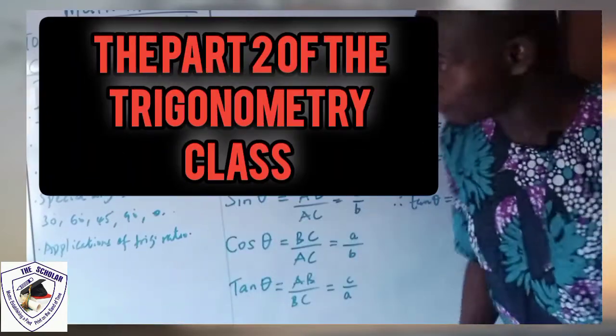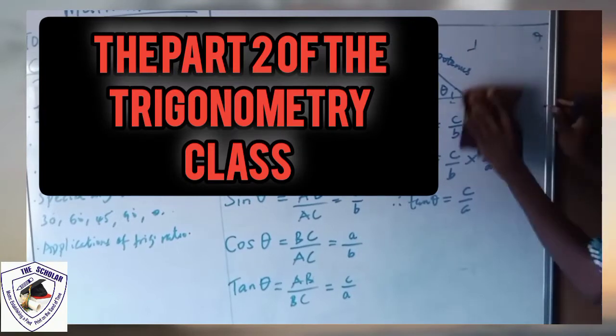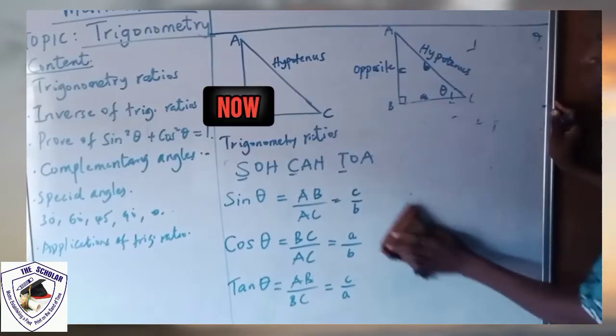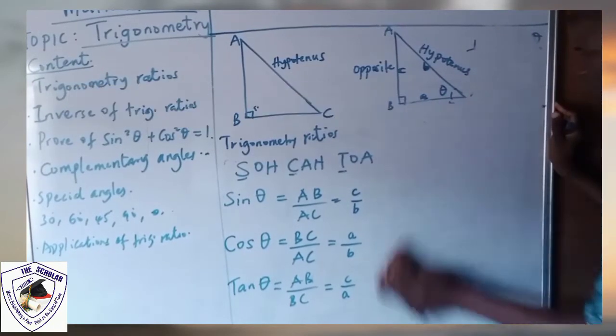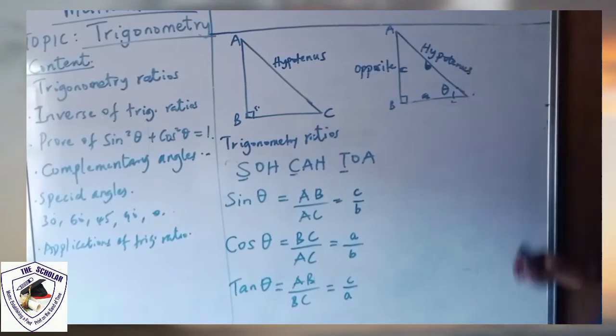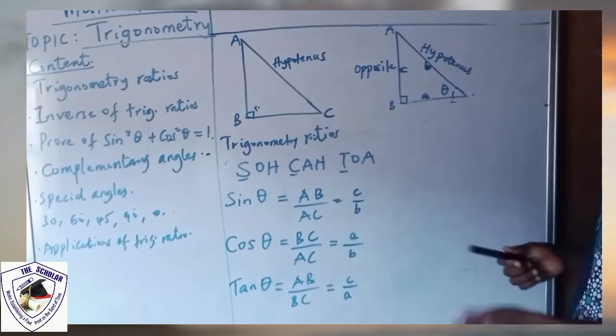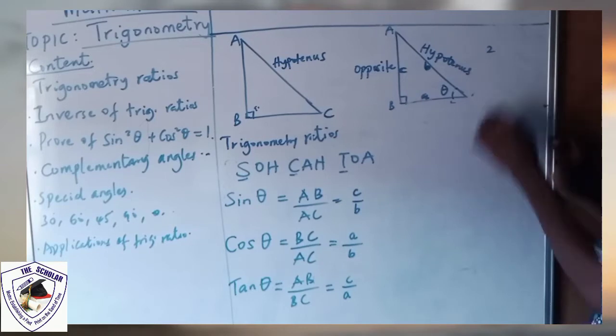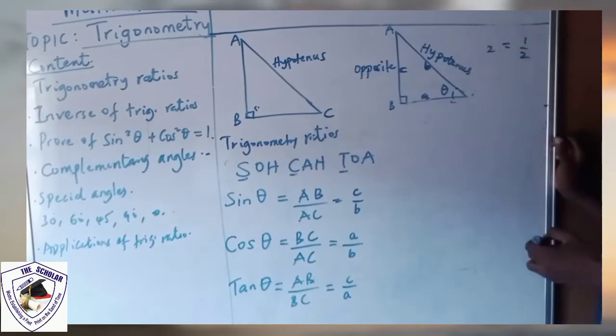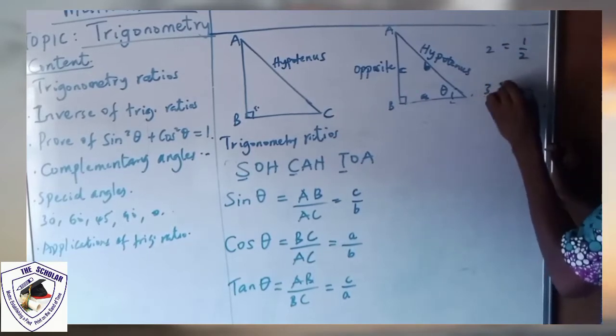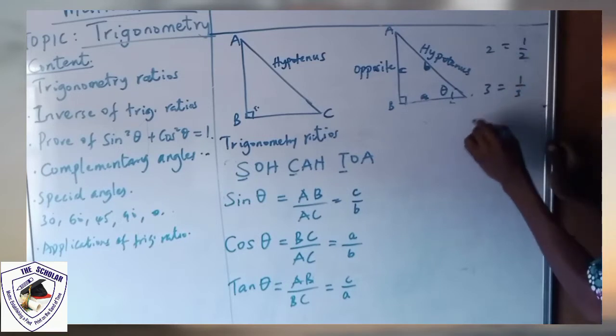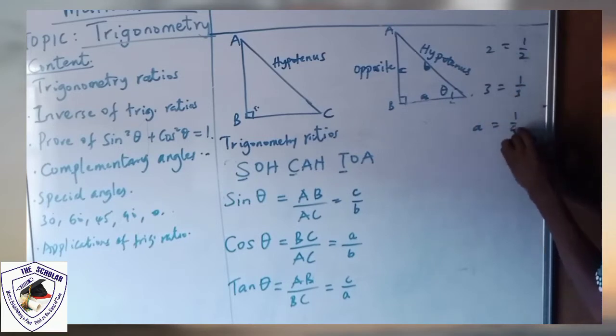Now let's move to the inverse. The inverse of what? The inverse of trig ratios. When you say the inverse of something, it means what? 1 over. For example, if I ask you what is the inverse of 2, it means 1 over 2. What is the inverse of 3? It means 1 over 3. What is the inverse of A? It means 1 over A.